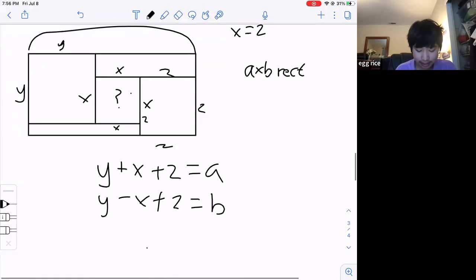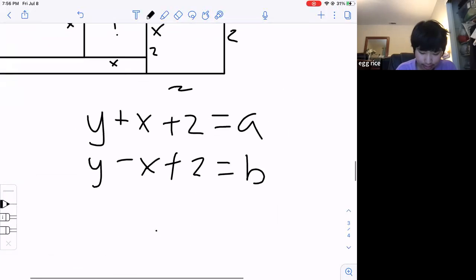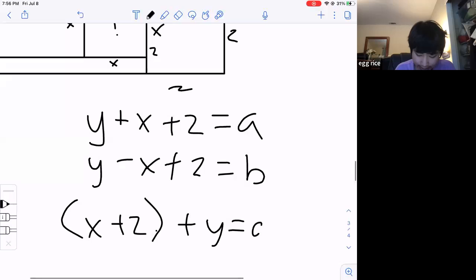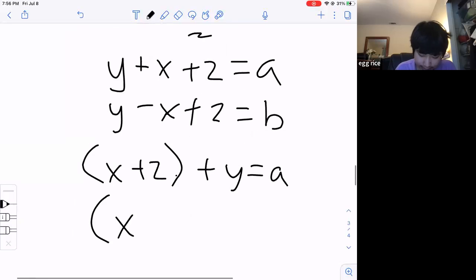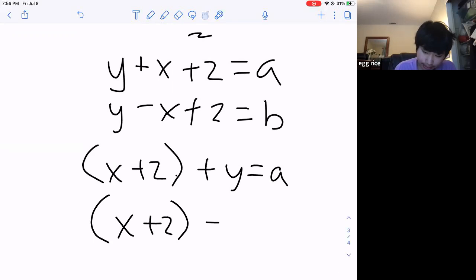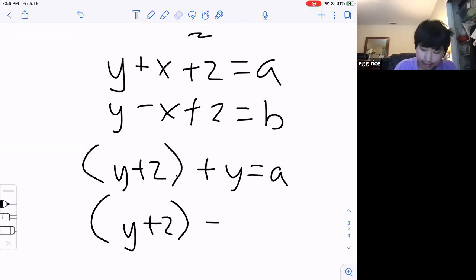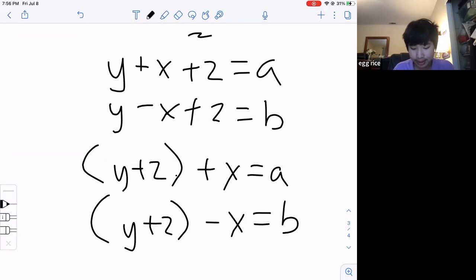And since we can do a very similar thing, group them by x plus z plus y equals A, and x plus z minus y plus z plus x equals A minus x equals B.